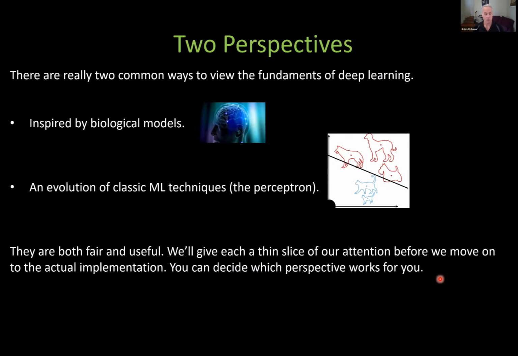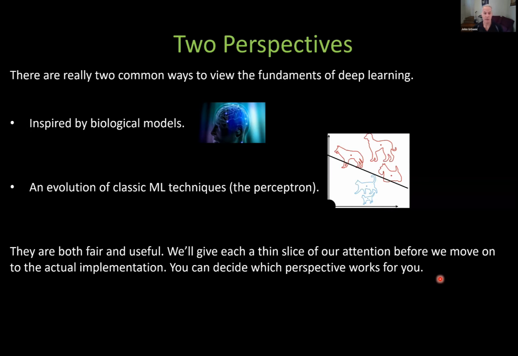There are two perspectives you can really take on the foundations of neural nets and why they look like they do. You can either think that they're inspired by biological models. We're trying to model, as the name suggests, neurons in our brains. Or you can look at them as this inevitable evolution of classical machine learning techniques going back to simple classifiers, linear classifiers that people were working on in the 60s. And they're both fair, and they're both useful ways to look at things, and they both remain important perspectives today.